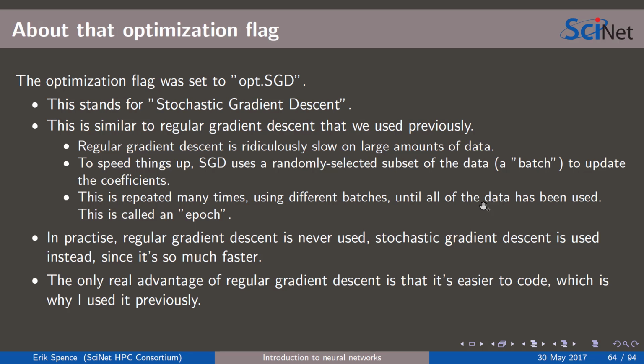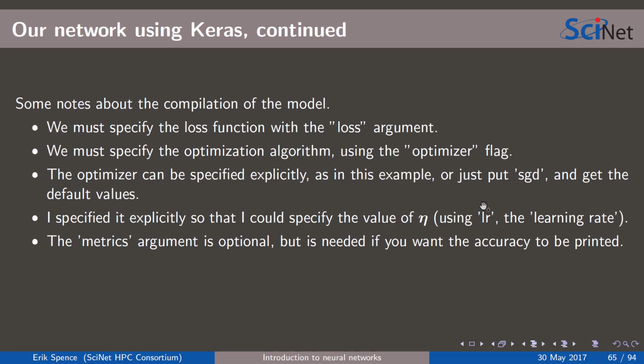So we had to specify the loss function, which was our quadratic loss, and the optimization using the optimizer flag. If you just put the string SGD in, it'll use the default values for SGD, stochastic gradient descent. Oh, there it is. Yeah, I specified it explicitly so I could specify the value of eta. Okay, and the metrics argument is optional, but if you want to see how well it's doing as a function of the number of epochs, you have to specify all that stuff. Questions?